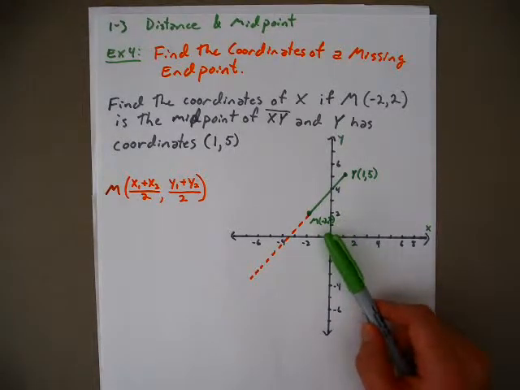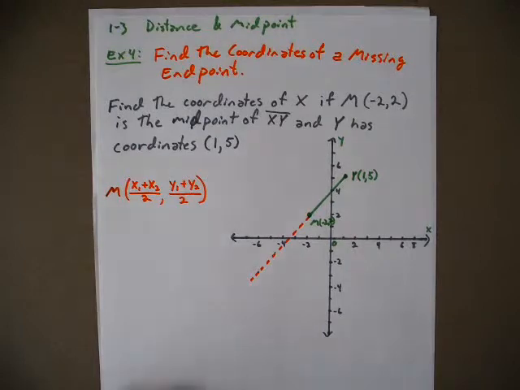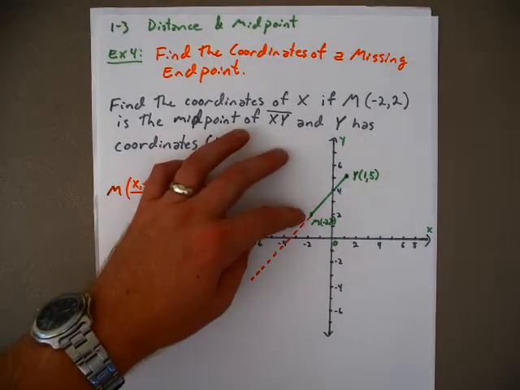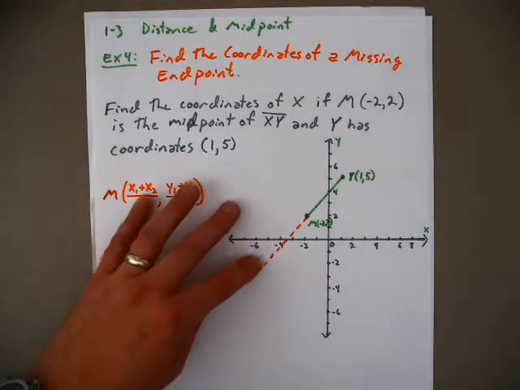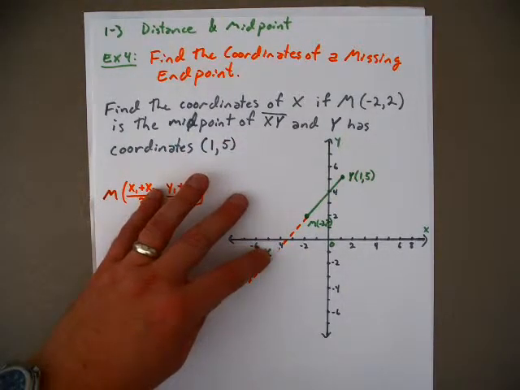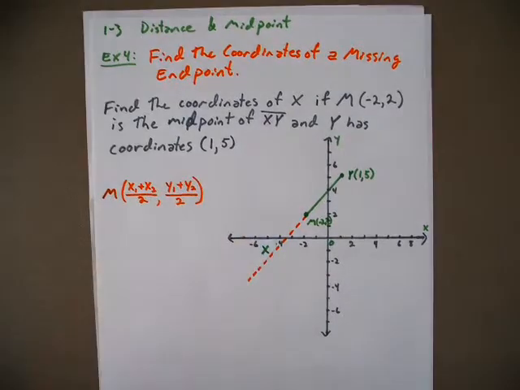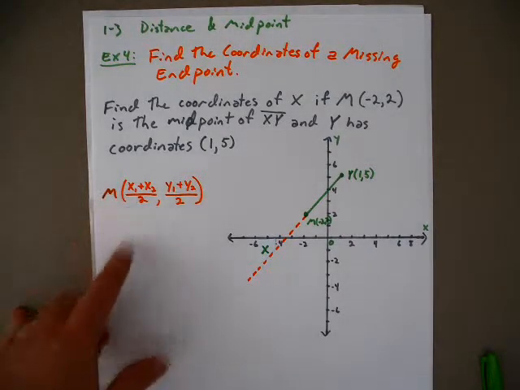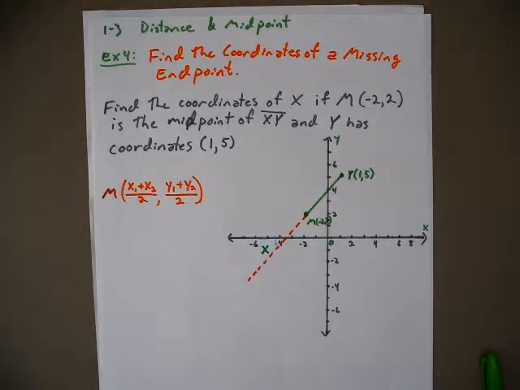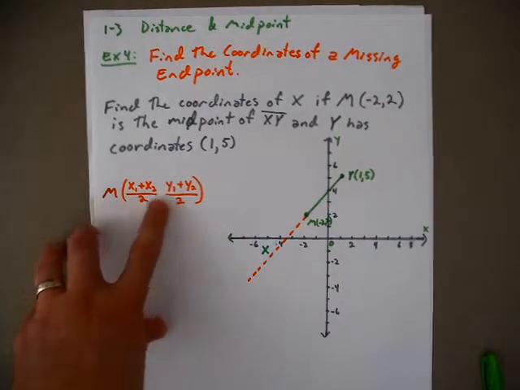And so what we have to do is find the value of x. And so the value of x would be somewhere on this dotted orange line. So we have to figure out what that x is. So what we're going to do is use our midpoint formula, which hopefully you remember is M equals, parenthesis, x1 plus x2 divided by 2, comma, y1 plus y2 divided by 2. And this is our x coordinates and this is our y coordinates.